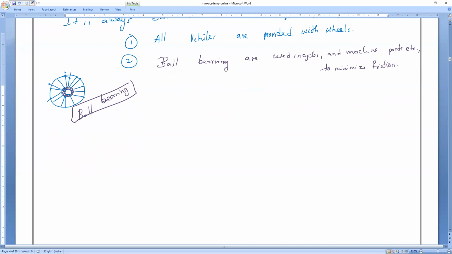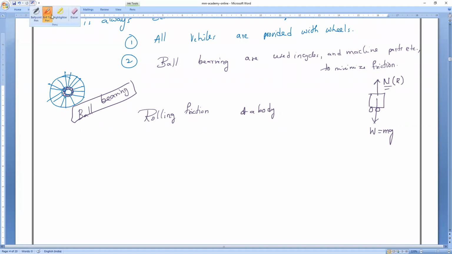Now, rolling friction is also directly proportional to something. Anybody can tell? Like kinetic friction. Rolling friction of a body is again directly proportional to something. Suppose a body is rolling over a surface. We know that weight is acting downwards, and upward, what is acting? Normal reaction. Remember, normal reaction we can represent either with N or with what? R.